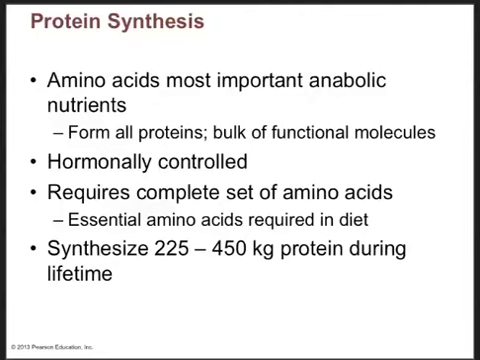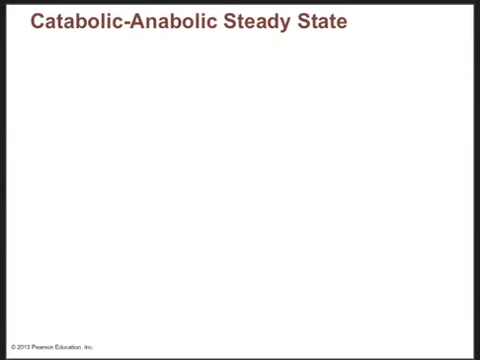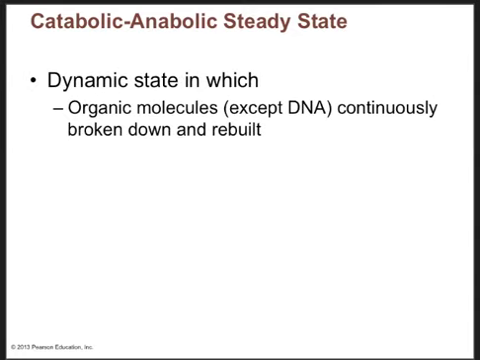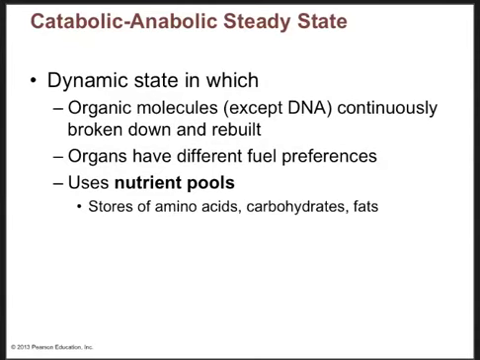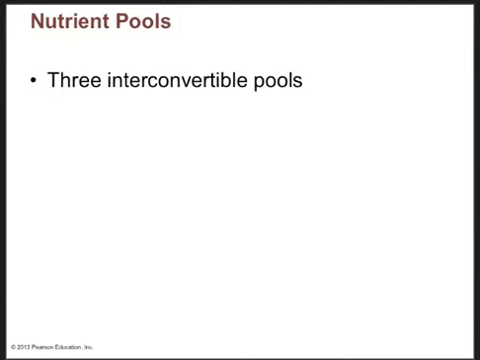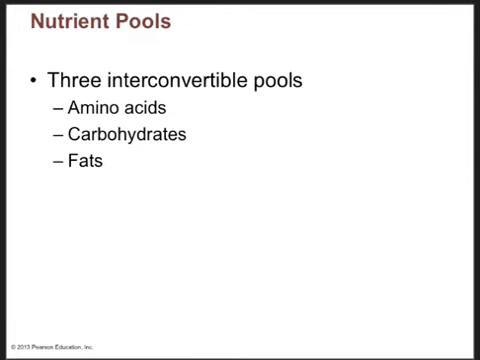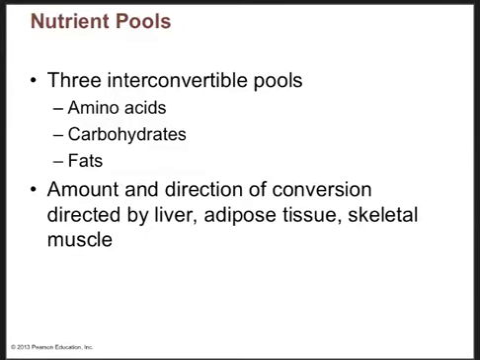Okay, catabolic anabolic steady state. This is a dynamic state in which organic molecules, with the exception of DNA, are continuously broken down and rebuilt. Organs have different fuel preferences, meaning that they like to use different fuel sources. So what they do is they derive their energy from nutrient pools. These are stores of amino acids, carbohydrates, and fats. There's three interconvertible pools of nutrients in the body. These are amino acids, carbs, and fats. The amount and the direction of conversion is directed by the liver, the adipose tissue, and the skeletal muscle.